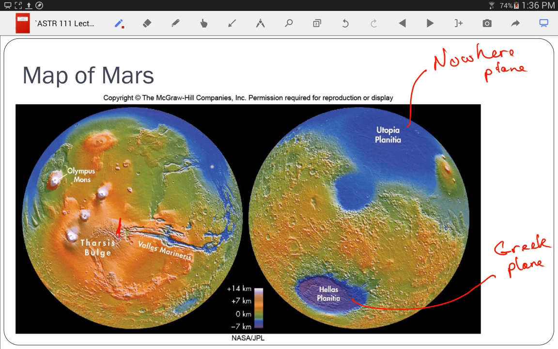Notice you have this feature here, going from there to somewhere around here. Valles Marineris. It's not anything to do with spaghetti. It's everything to do with the Mariner spacecraft. It's the Mariner Valley because it's named after the spacecraft that discovered it. That is the biggest canyon in the solar system. I almost said on Earth, which would have been ridiculous. It's the size of the United States.